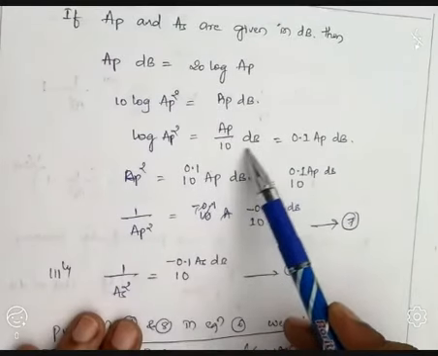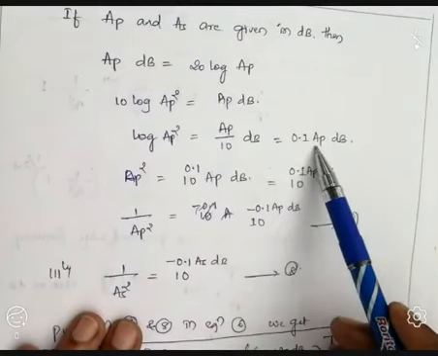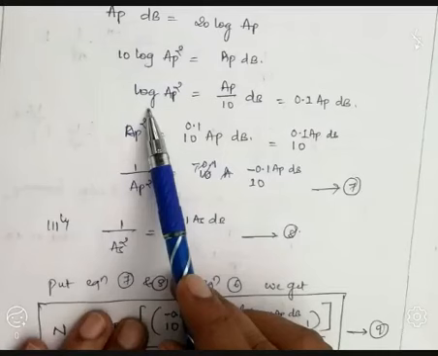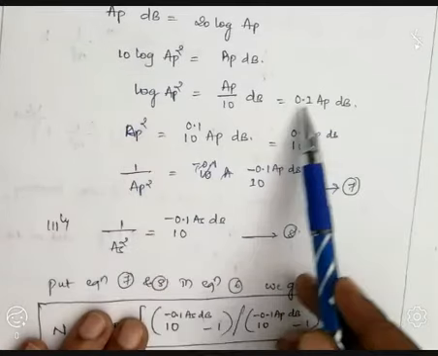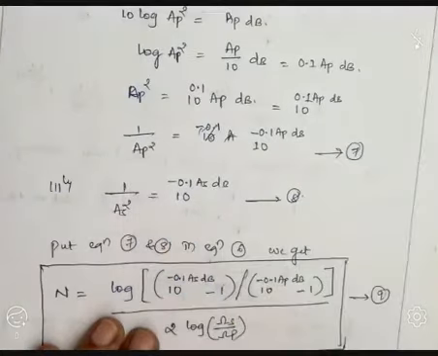1 by 10 is nothing but 0.1, so 0.1 AP in dB. Similarly, taking the antilog on both sides, we get AP square equal to 10 to the power 0.1 AP in dB. Next, let us take the reciprocal: 1 by AP square equal to 10 to the power minus 0.1 AP in dB. Let us represent it as equation 7.